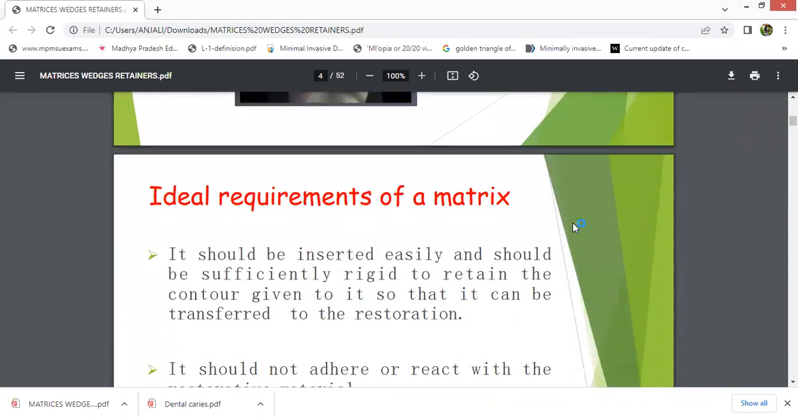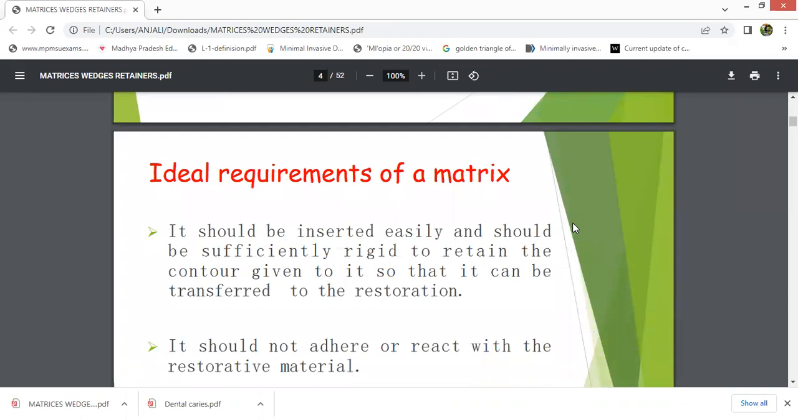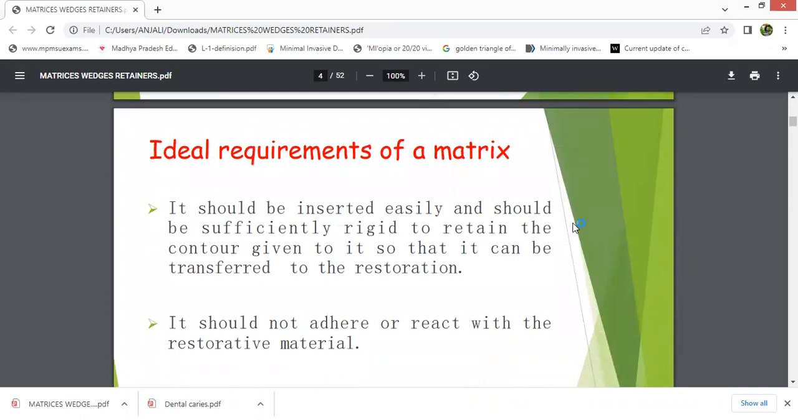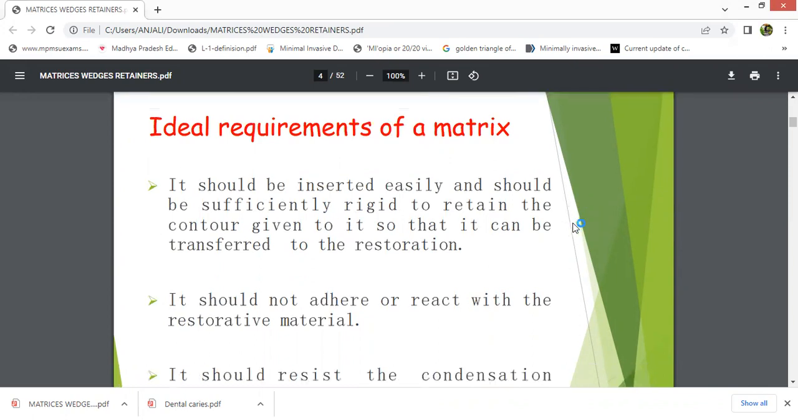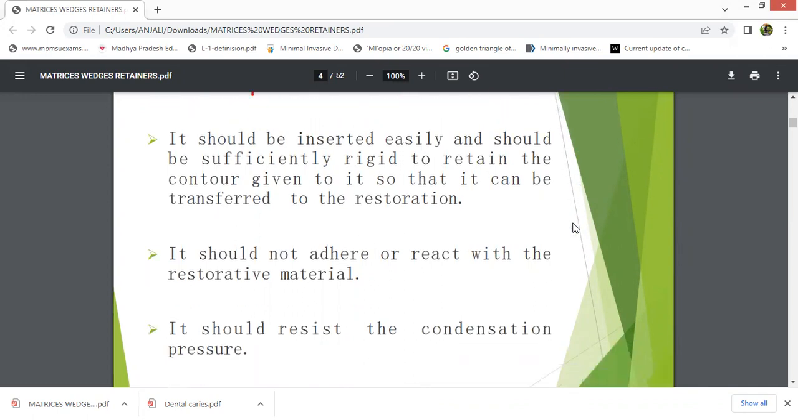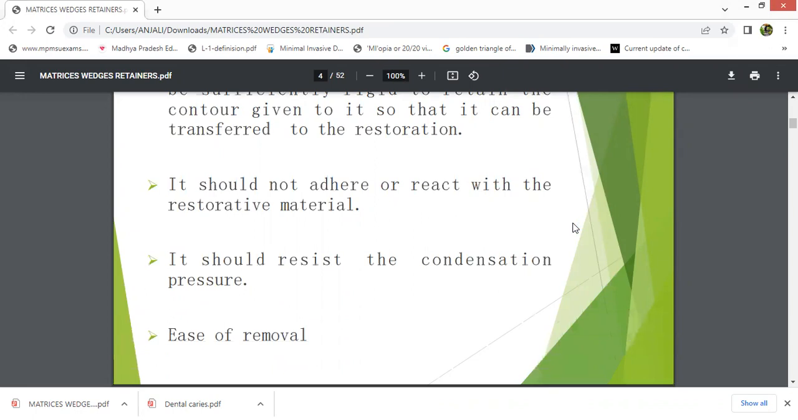So, ideal requirements of a matrix: it should be inserted easily and should be sufficiently rigid to retain the contour given to it, so that it can be transferred to the restoration. Next, it should not adhere or react with the restorative material. Next, it should resist the condensation pressure and allow ease of removal.